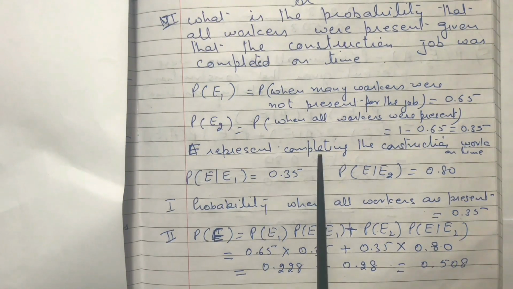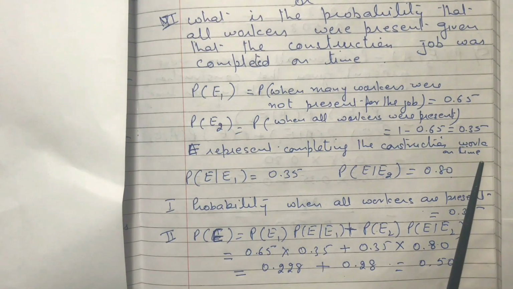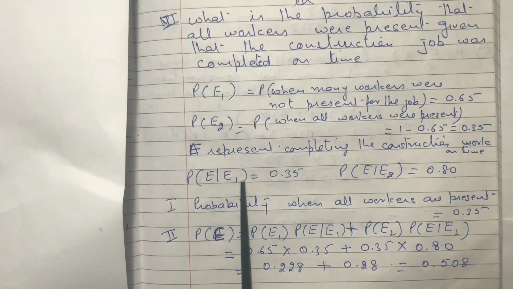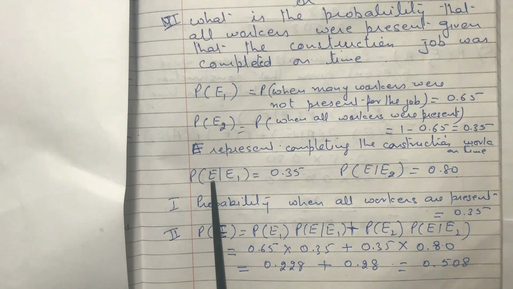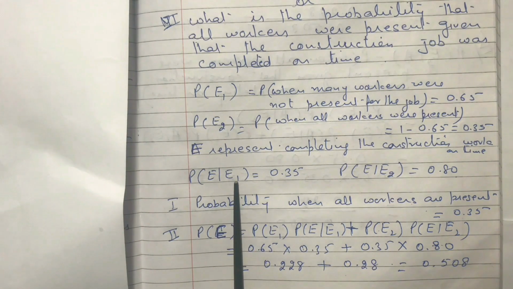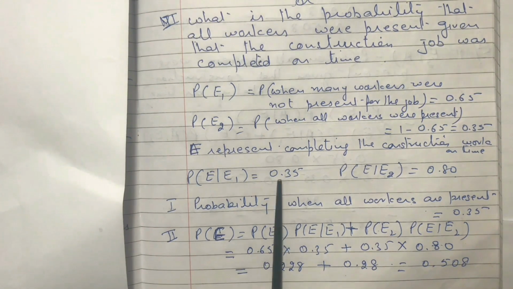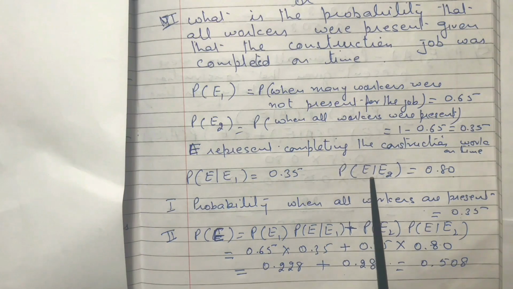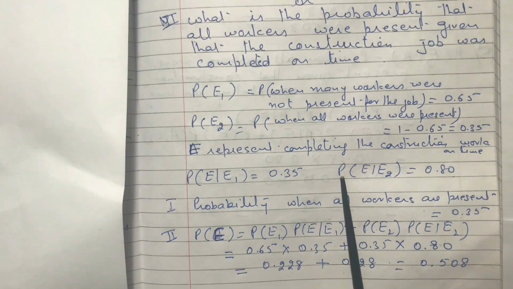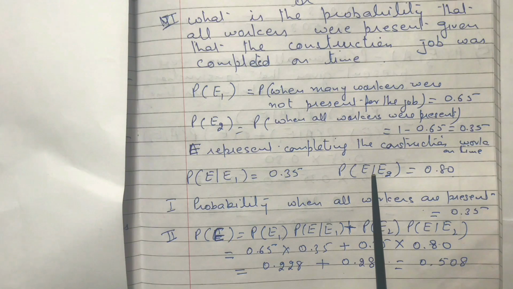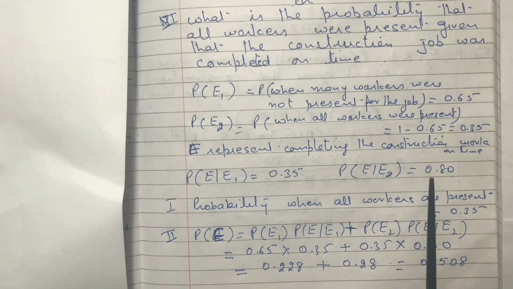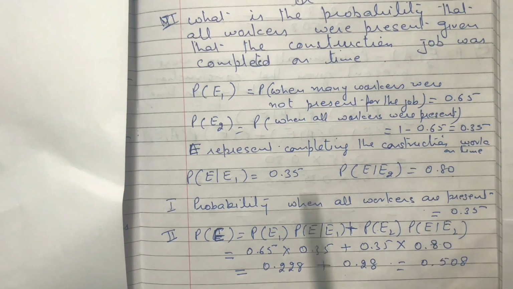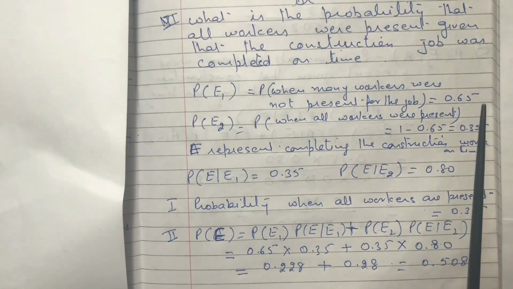Now E represents completing the construction work on time. First we will find probability of E given E1. It means we have to find the probability when construction work is completed on time, but the condition is that many workers were not present. So that is again given to us, 0.35. Now probability of E given E2. What does it mean? Probability construction work will be completed on time, but given all workers will be present. That is given, 0.80. This is given to us, this is given to us, this is given to us.